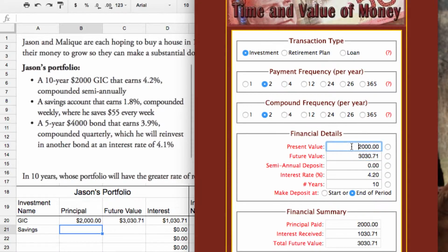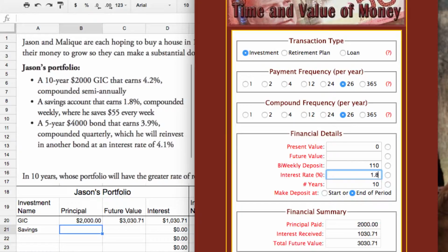So present value is 0. And how is it? I'm going to say bi-weekly. So to change it to bi-weekly, there's actually 26 payments in a year. Okay? Hopefully you guys could figure that one out. So future value, we don't know. Bi-weekly deposit is going to be, it says 55, but we're going to double that to 110 because he's going to do it every second week. And the interest rate that he gets on this is 1.8.